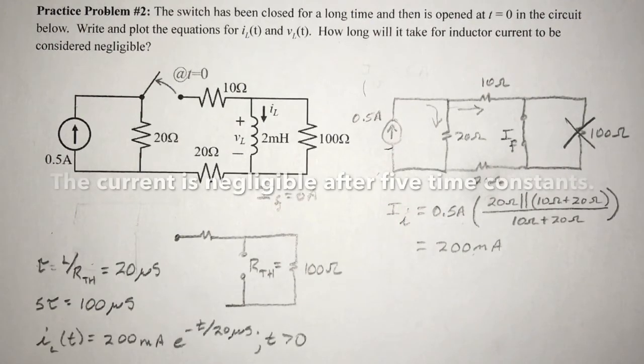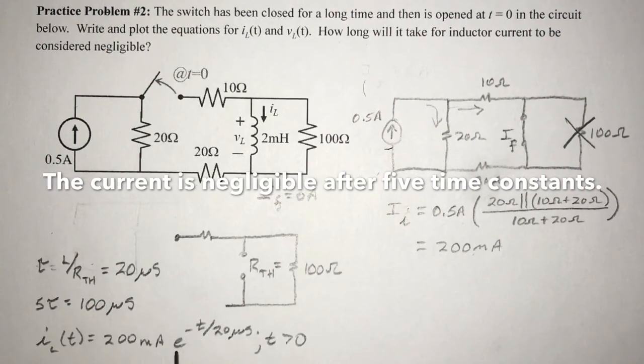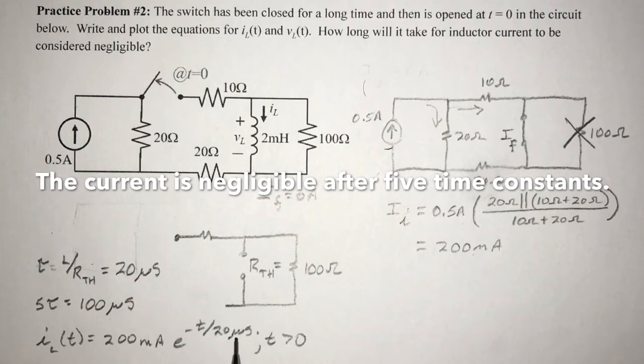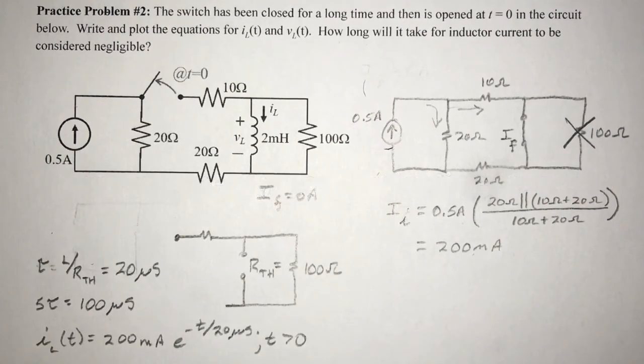The current through the inductor as a function of time is 200 milliamps e to the minus t over 20 microseconds for t greater than 0. Now we can find the voltage across the inductor by taking the derivative and multiplying it by L. VL as a function of time is negative 20 e to the minus t over 20 microseconds. The unit is volts and is for time greater than 0.